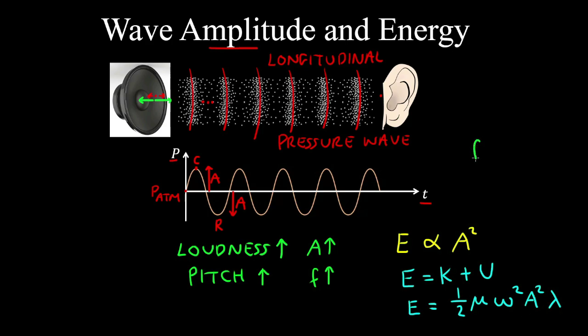So remember that the frequency is the reciprocal of the period. So the lower the period of the oscillation, the higher the frequency, and the higher the energy carried by the wave. And similarly, a higher amplitude means that the wave carries more energy.